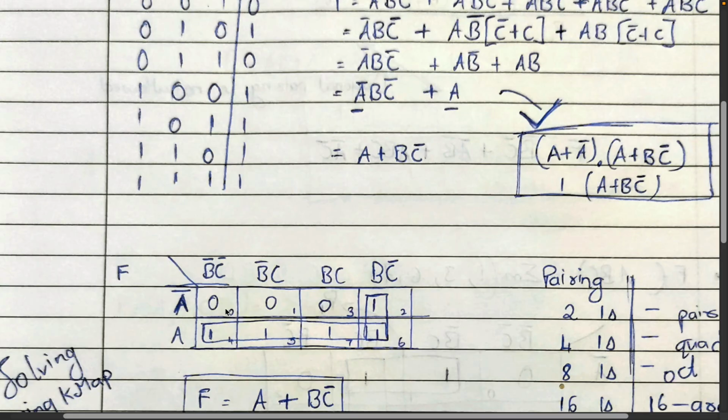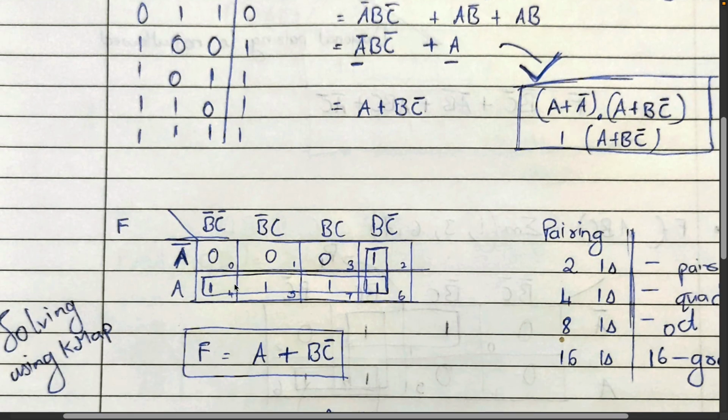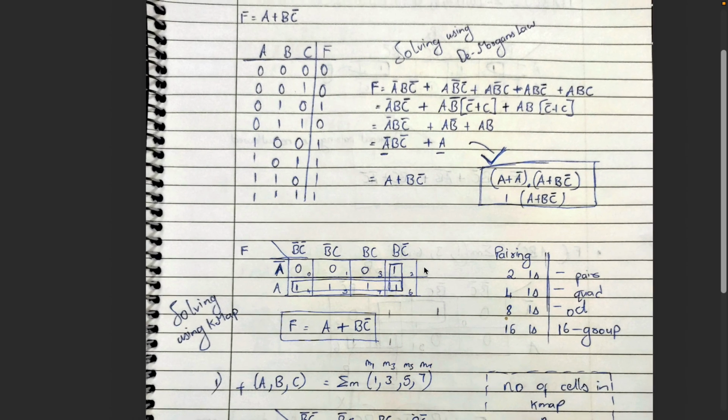Now we should write down the minterm numbers here: M0, M1. Here the shuffling happens: M3, then M2. M4, M5, M7 and M6. Now let us see. In the 0th position we have 0, then we have again 0. For 2 we have 1, then for 3 we have 0. In a similar way for 4, 5, 6 and 7 all 1. So you can write it down.